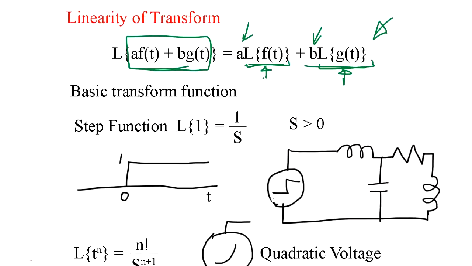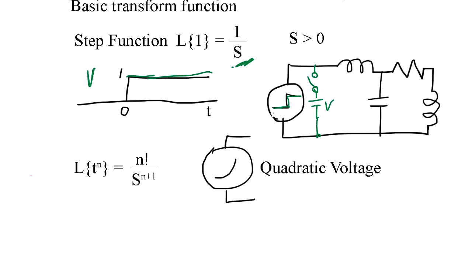An example here is a step function. When the function is 1, that means the voltage goes up to 1 volt, or could be any volt V, then the transform function is 1 over s. S is positive. For example, you give a step function, that's the same as switching on here, right? And volt. So what happens is going to be only 1 over s.